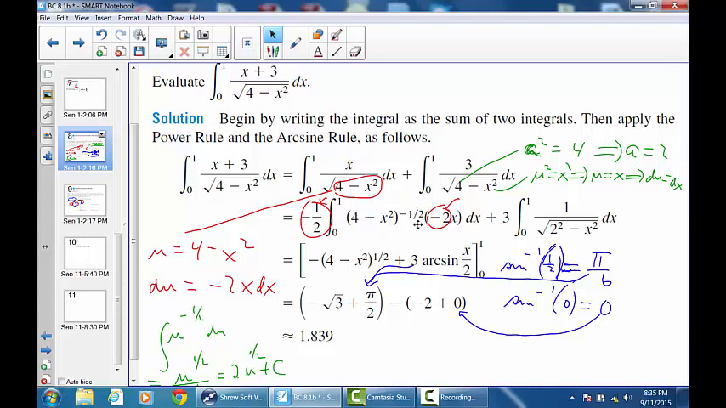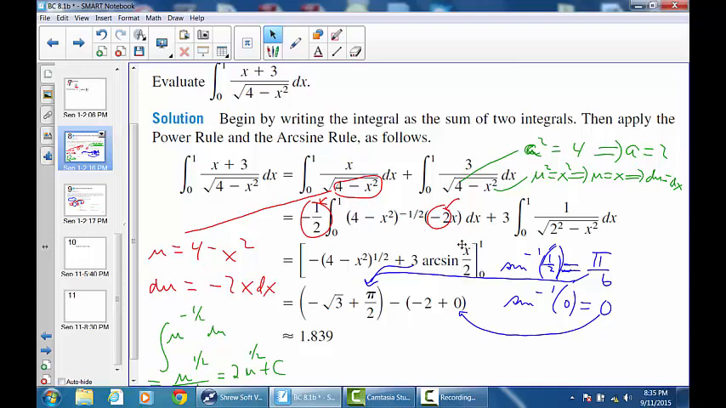And then when we integrate the 4 minus x squared to the -1/2, we get 4 minus x squared to the 1/2 over 1/2, which is times 2, which is where the half disappears to. Over here, inverse sine, pull out the 3. That's the square of 2. That's the square of x. Sure enough, du is dx. So arc sine of u over a, which is x over 2.